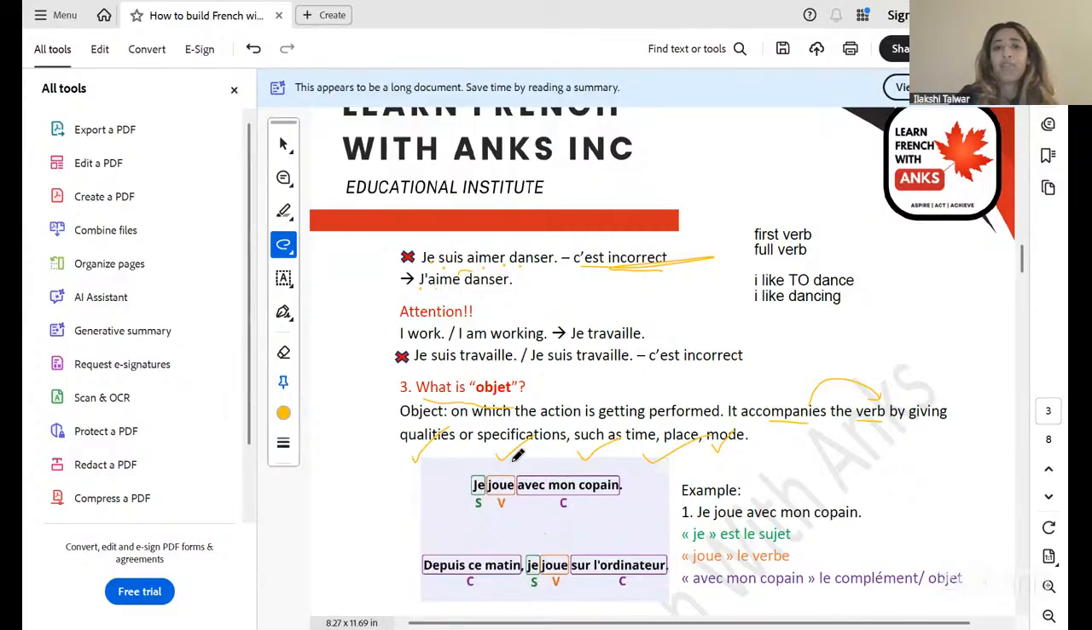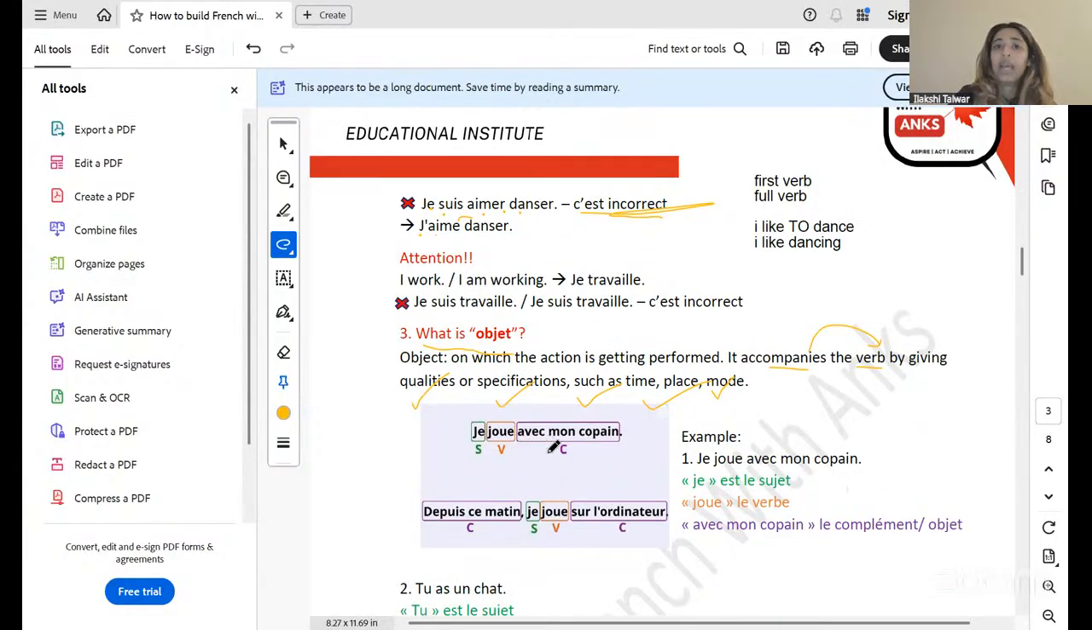For example, if I say je joue, I play avec mon copain. Evidently, je is my subject. Joue is my verb. Anything after that, which is avec mon copain, that is my object or my complement.